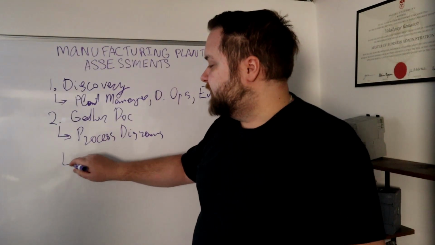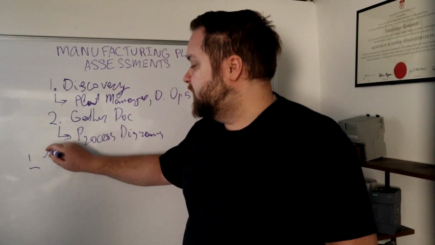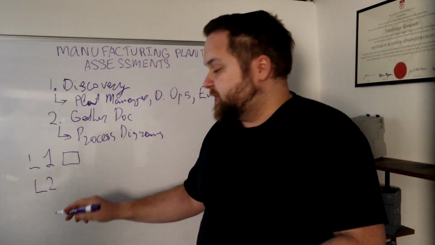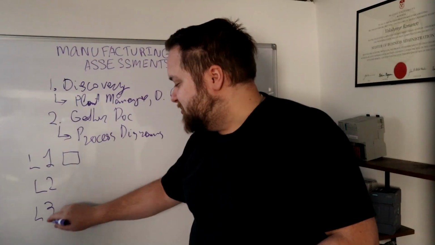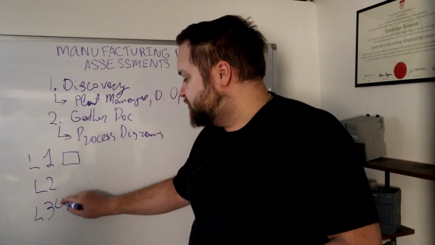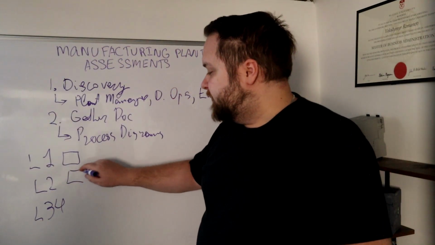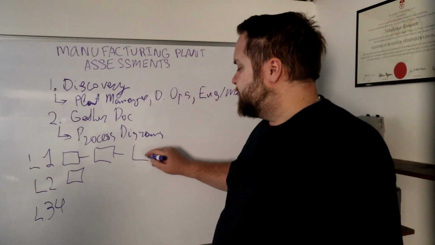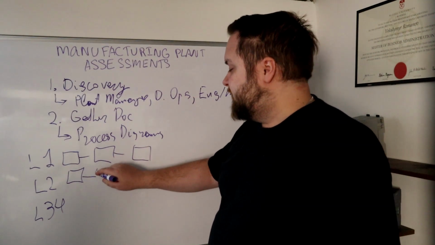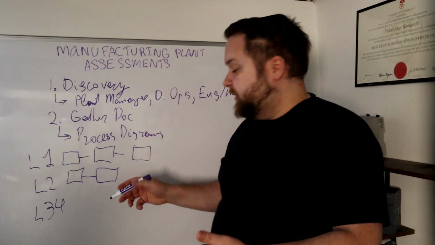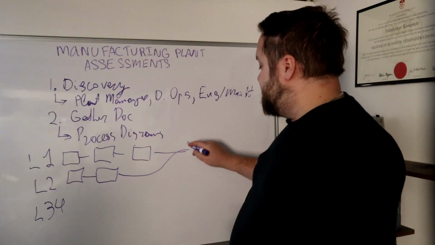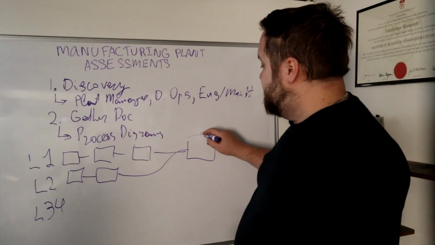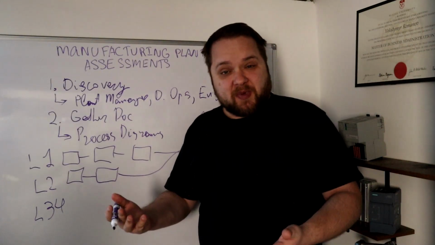I would have diagrams of different lines, for example. So this would be, let's say, line 1, line 2, and of course, in some facilities, the numbers are going to be completely non-sequential. So there's going to be line 34. And for example, this line has a filler, this line has a case packer, has a palletizer, and then maybe this line doesn't have a filler, but it has a labeler, and this all conveys back to a central palletizing area, which then goes to your shipping, for example.